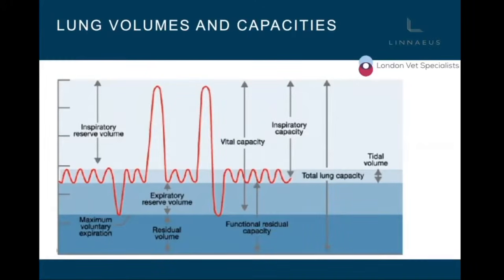This graph demonstrates the different lung volumes and capacities that we can consider, but the first one is tidal volume. So this is normal quiet breathing, and that's the one that would normally be effective in getting rid of carbon dioxide and providing sufficient oxygenation of the blood. But the functional residual capacity, which is a little bit further along on the graph, is the amount of gas which remains within the lung at the end of a normal exhalation.